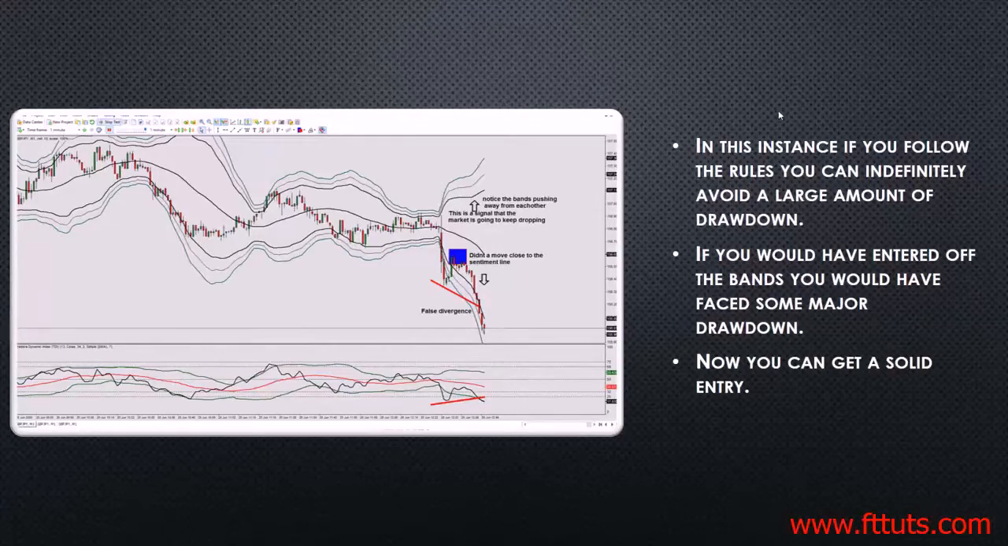In this instance, if you follow the rules, you can avoid a large amount of drawdown. If you would have entered off the bands, you would have faced some major drawdown. Now you can get a solid entry right here.